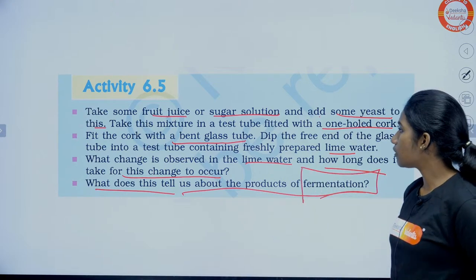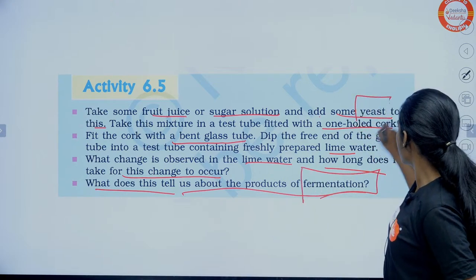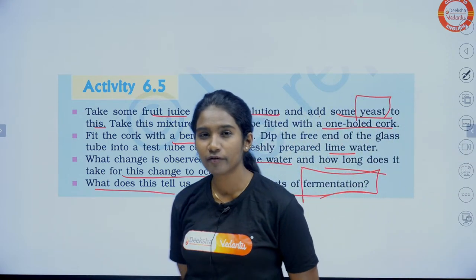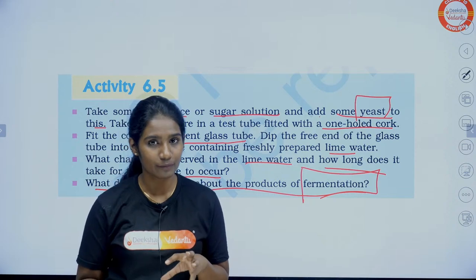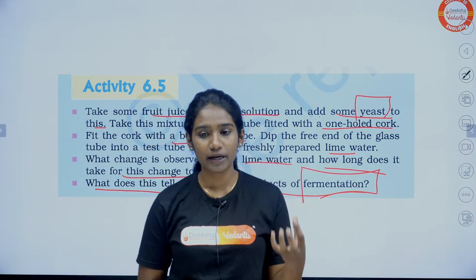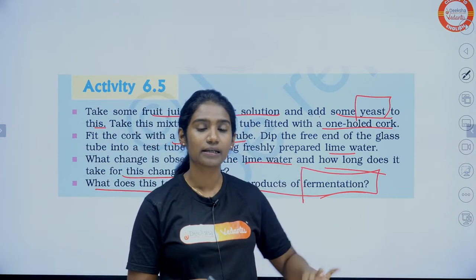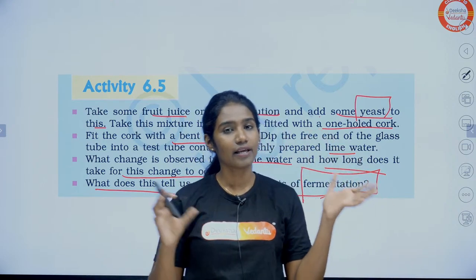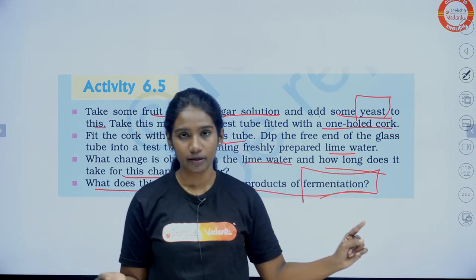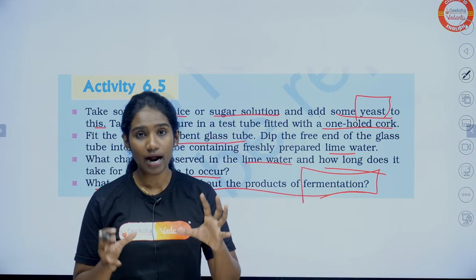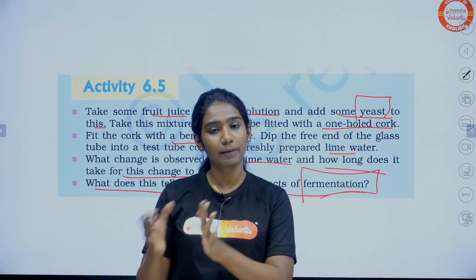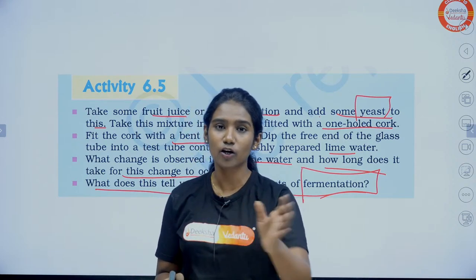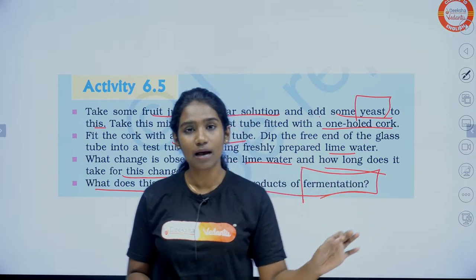Already there is a term called yeast and there is fermentation. We saw this when we were doing anaerobic respiration. Anaerobic respiration takes place in human beings only in muscle cells, and that is called lactic acid fermentation. On the other hand, the anaerobic respiration that takes place in a yeast cell is called alcoholic fermentation. Why? What is happening over there?